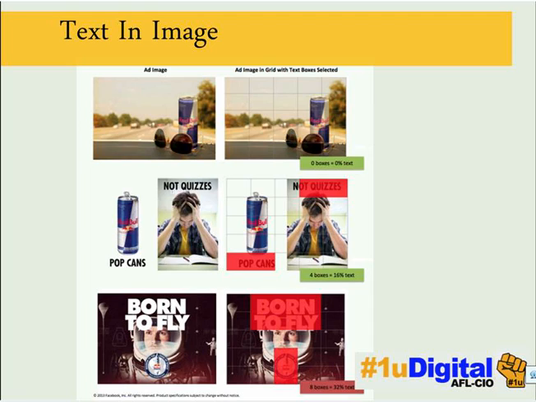You can see here at the top, this image is just taken from Facebook. They don't count the Red Bull logo on the can as words, but in the middle image, Pop Cans, Not Quizzes, you can see how Pop Cans and Not Quizzes takes up 16% of the text, 4 boxes, versus below it, Born to Fly, and those words in that logo. I don't actually understand fully why they don't consider the Red Bull logo versus this logo text, but that's 32%, so they will not allow that to run.